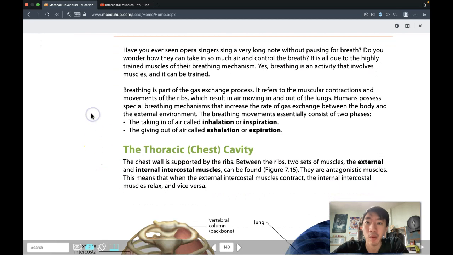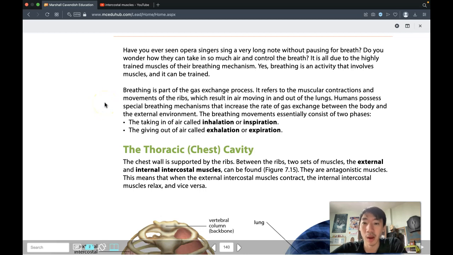Okay, so have you ever seen an opera singer sing a very long note without pausing for breath? Do you wonder how they can take in so much air and control their breath? It's all due to highly trained muscles of their breathing mechanism. Yeah, breathing is an activity that involves muscles and it can be trained.